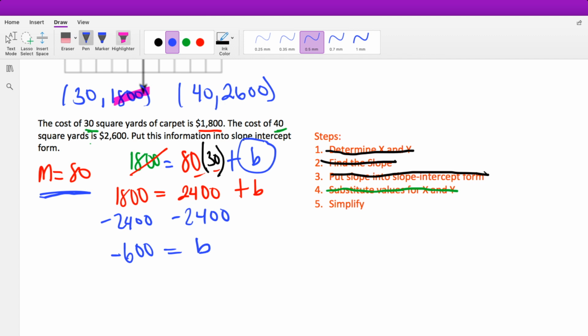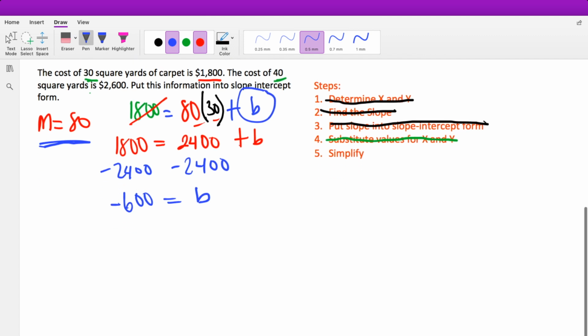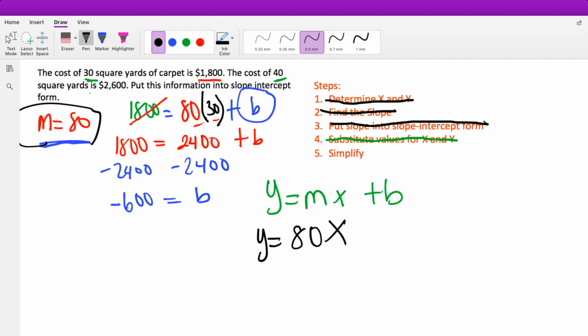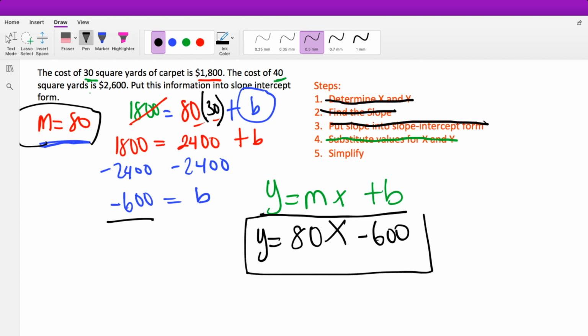So let's go ahead and write our slope-intercept form one more time. And we can plug in all our values. Y equals mx plus b. Okay, so we can just leave y alone because we're trying to put everything into slope-intercept form, so we'll leave that how it is. So y equals m is our slope, 80. X, leave that by itself because we're trying to put this into this form. And then plus b, we know our b is negative 600, so we're just going to say minus 600. And that is all we have to do. And that's our answer.